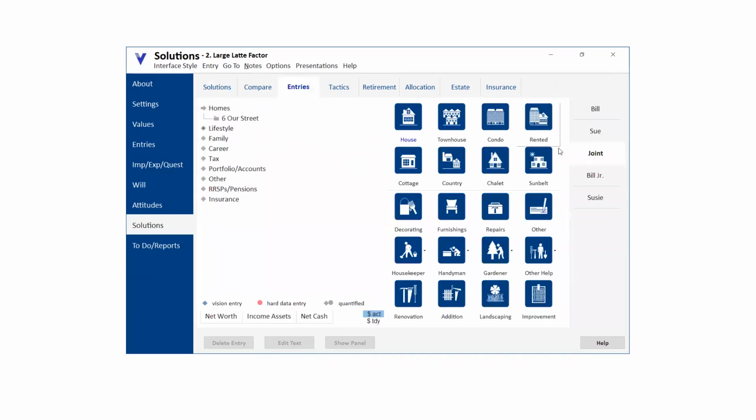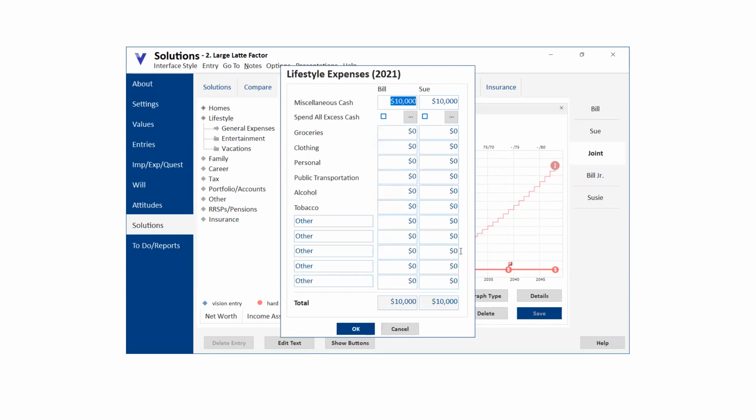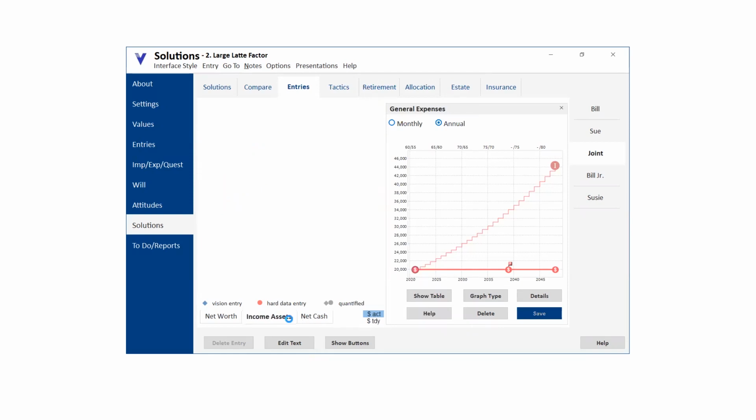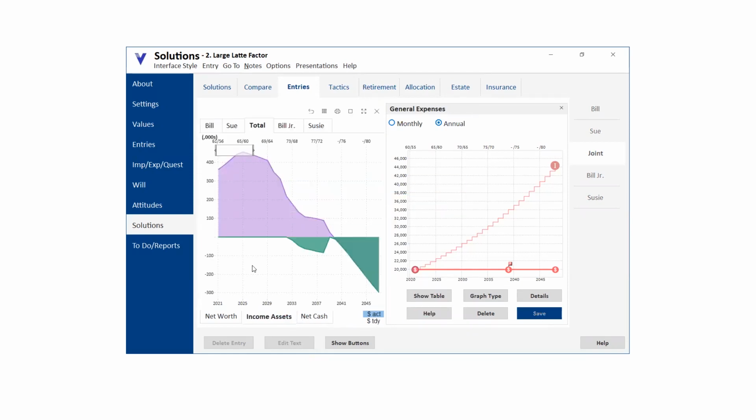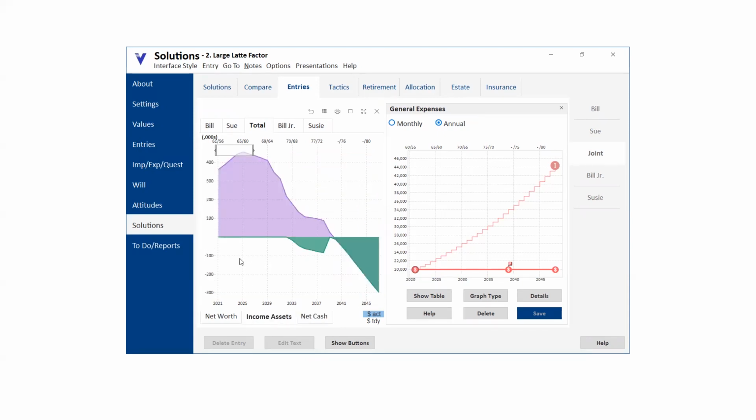So in this case, what we can do is go to entries, joint tab, lifestyle, general expenses, and say to people, well, if you're not keeping it, it means you're spending it. The question is, what's the impact of that? So all we need to do is say, we know you're not keeping it, you're spending it, so let's turn on spend excess cash. We click the OK button, and then when we come back and we have a look, what does it look like? Well, we're not getting that savings anymore. We're spending the money. Now we're back to the picture that looks exactly like house rich, cash poor.